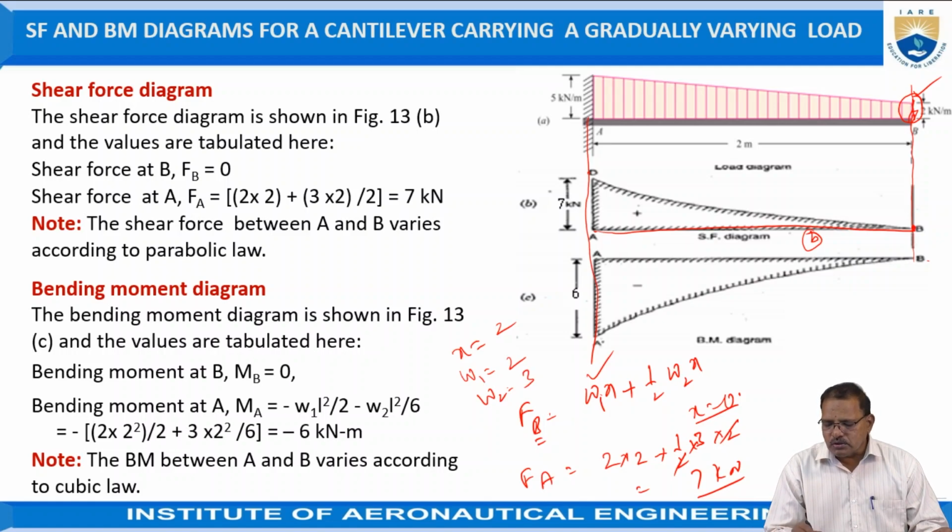At B it is equal to 0. At A, it is equal to 7 kilonewton force. But it varies with the square of the distance. Hence, join this point B with the point D where we represent 7 by a smooth curve like this. This curve is called a parabolic curve.